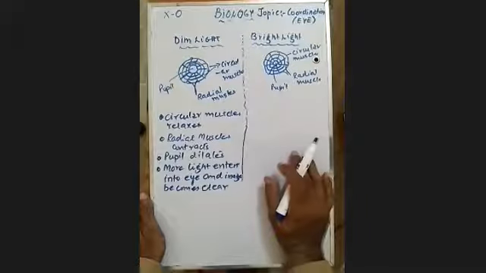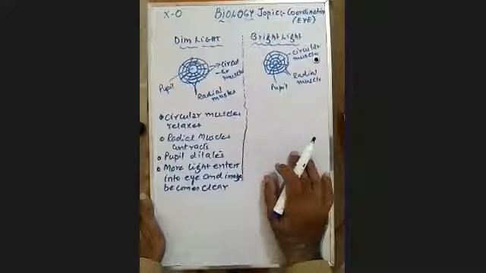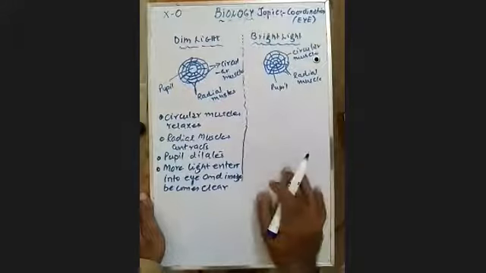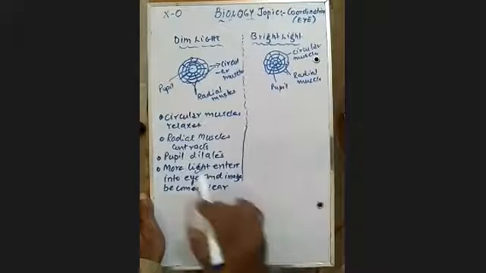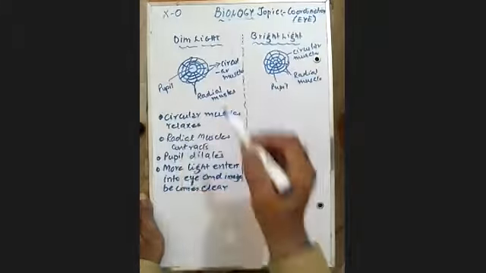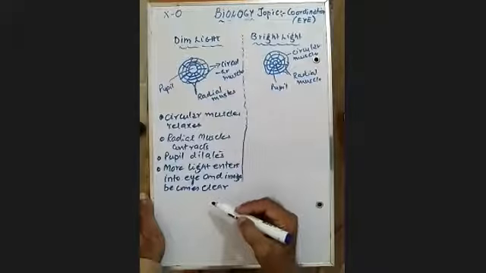Why more light? Because when you enter from a bright room to a dark room, it takes some time to adjust yourself, just 5 to 10 seconds. Then you can clearly see. They take some time for the circular and radial muscles to adjust themselves. So when the pupil dilates, more light will enter into the eye. As a result, the image will become clear.